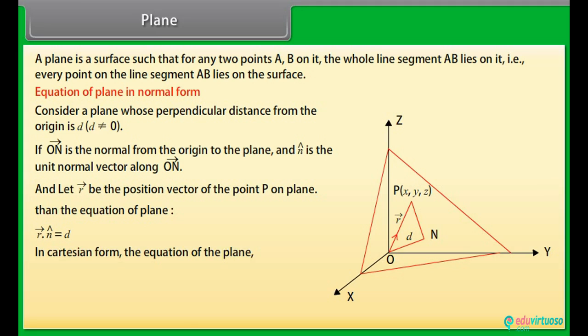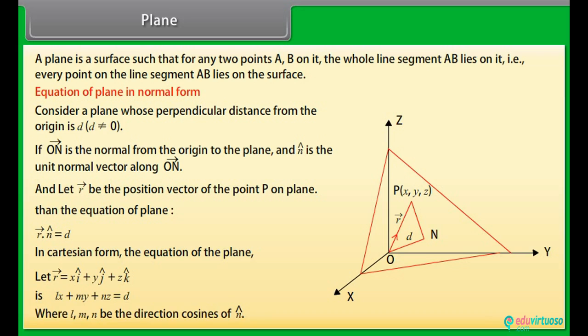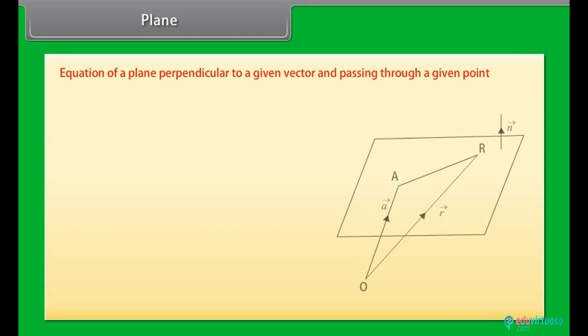In Cartesian form, the equation of the plane, let vector r equals x i cap plus y j cap plus z k cap, is lx plus my plus nz equals d, where l, m, n are the direction cosines of n cap. Plane: equation of a plane perpendicular to a given vector and passing through a given point.